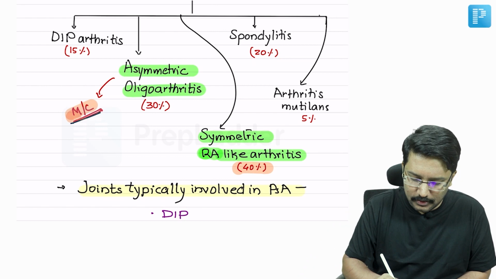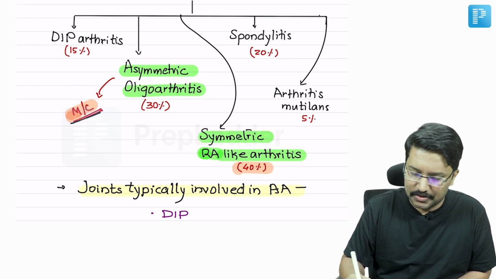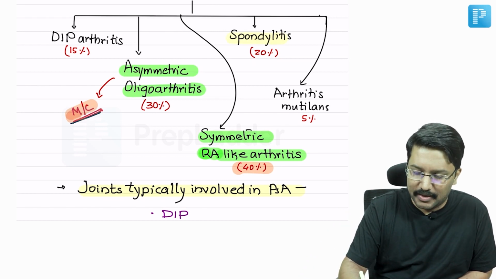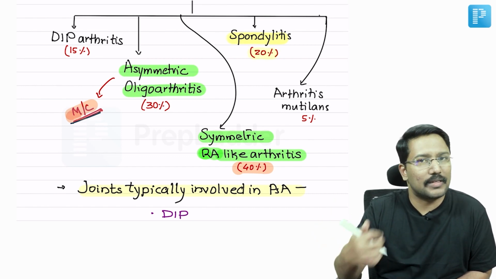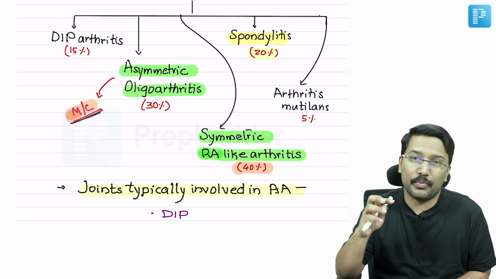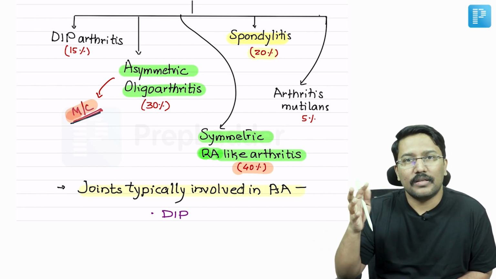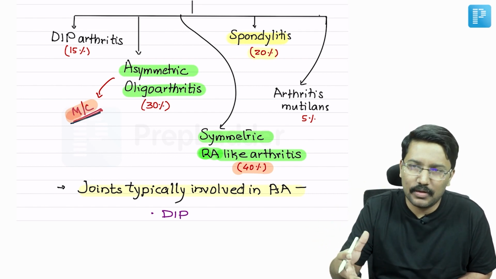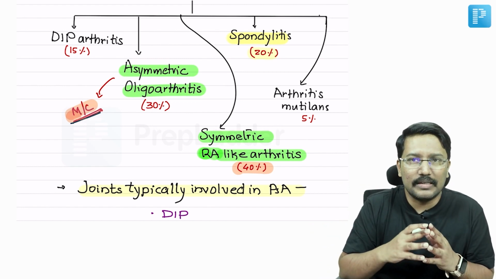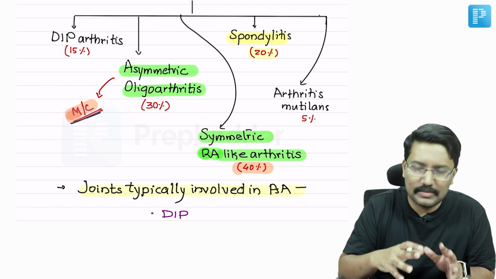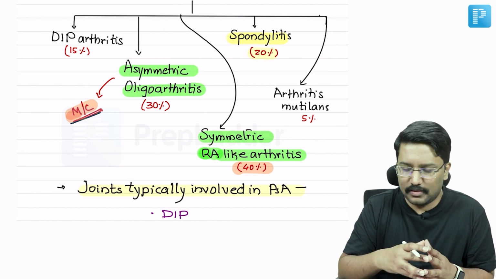Okay. So now we already know 3 types of presentation. The fourth one is axial, mainly spondylitis, right? That is seen in around 20% of the cases. In that case, cervical joint involvement is common. And if at all the sacroiliac joint is involved, the involvement is usually asymmetrical. We are generally talking about symmetric sacroiliitis, but in this case, it is going to be asymmetric, right?